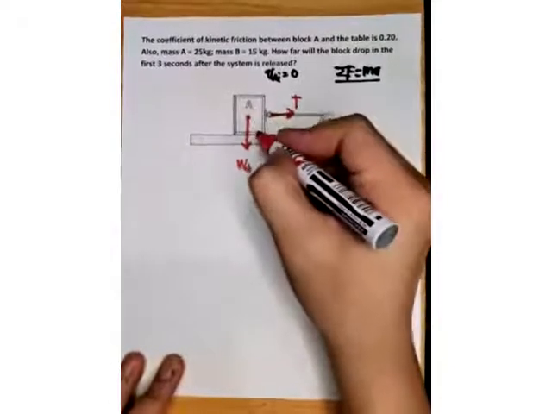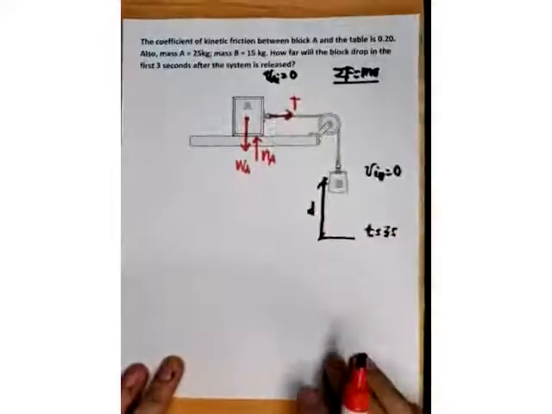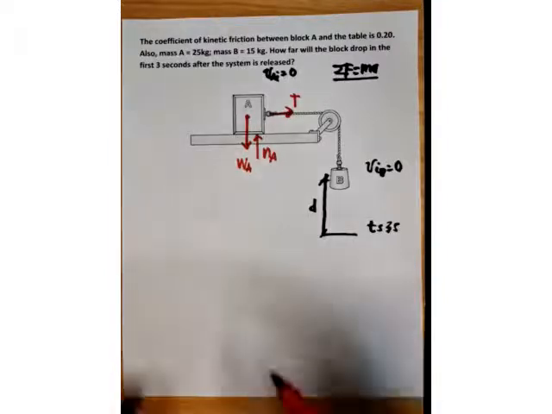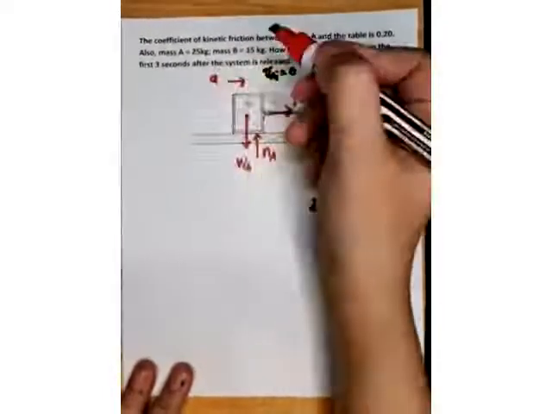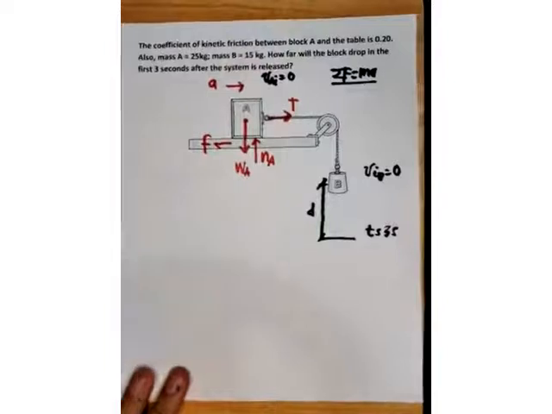Okay, since meron siyang surface, we have the normal force. And meron tayong coefficient of friction between the table and the block. So therefore, there's also frictional force. Anong direction ng frictional force? Okay, ang frictional force natin, since ang acceleration niya is in this direction, therefore, it's opposite the motion. So nandito yung ating frictional force. Okay, meron pa? Okay, wala na.